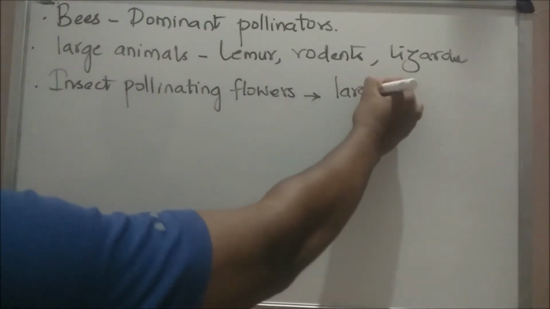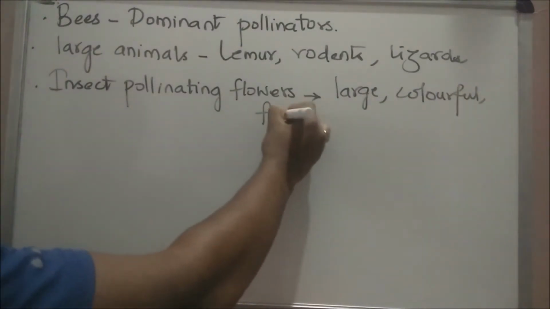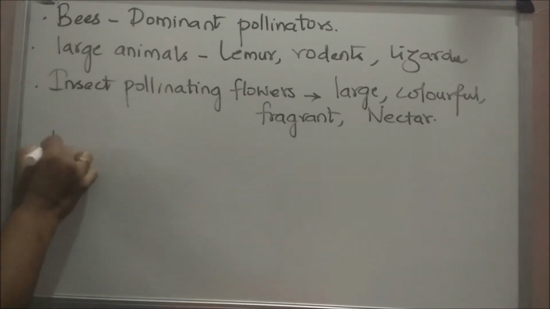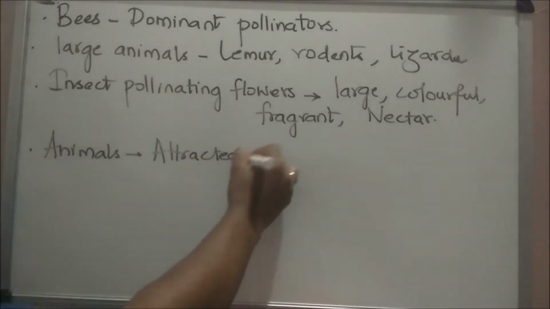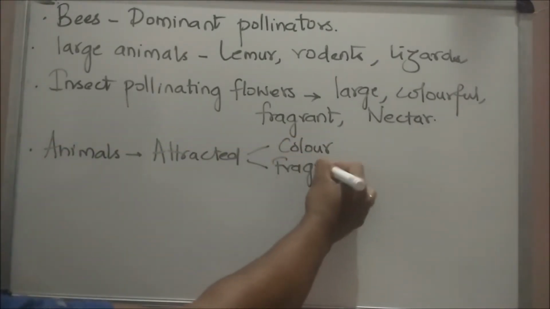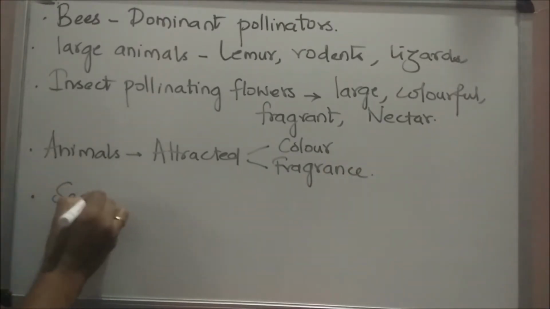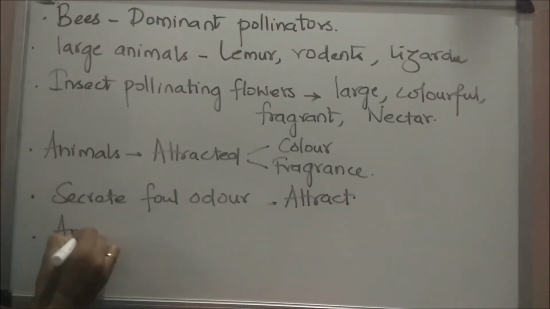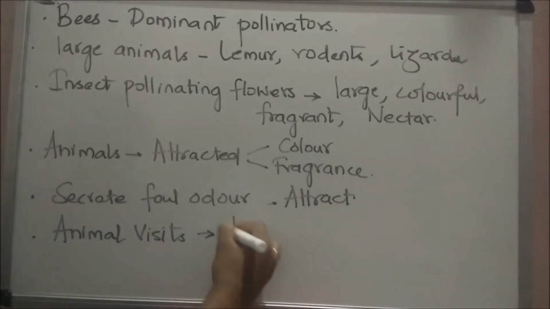Flowers of animal-pollinated plants are specifically adapted for a particular species of animal. The majority of insect-pollinated flowers are large, colorful, fragrant and rich in nectar. Animals are attracted to the flower by color or fragrance. The flowers pollinated by flies and beetles secrete a foul odor to attract these animals.